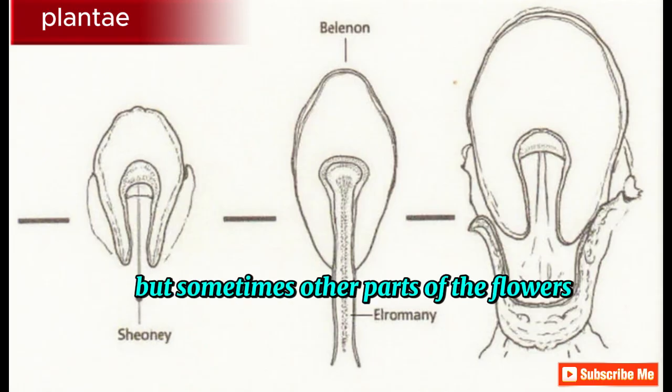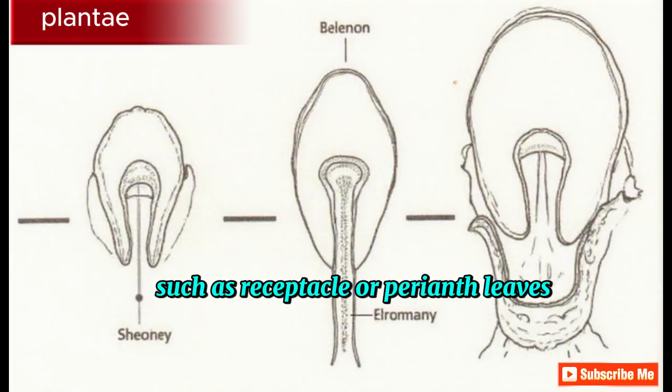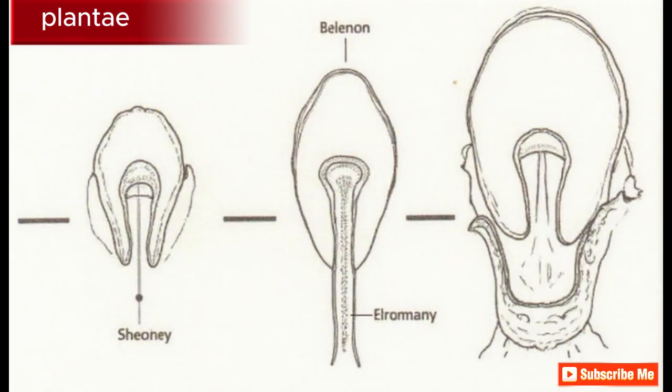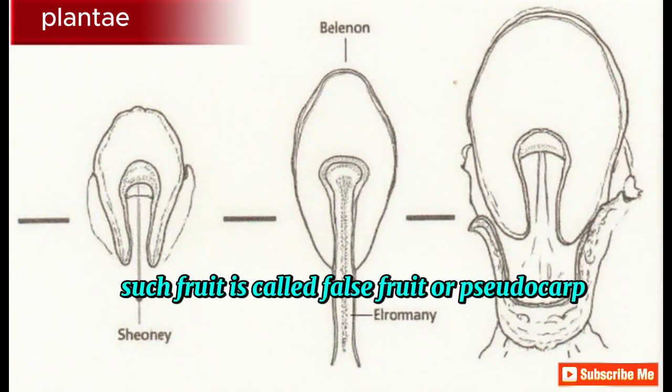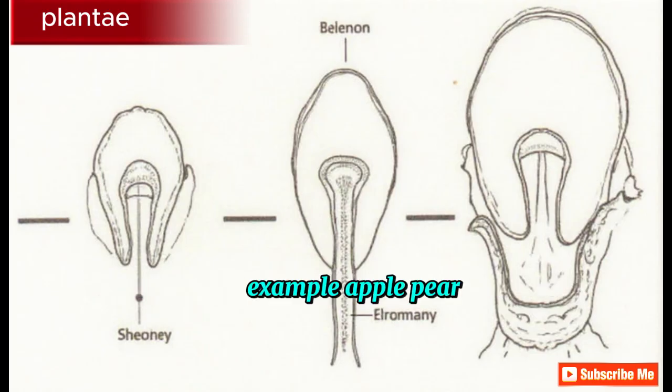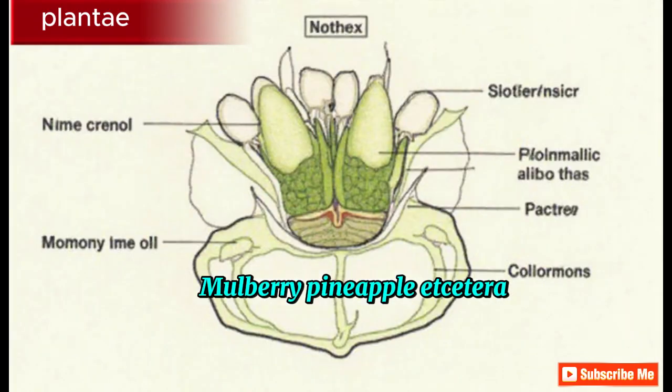But sometimes other parts of the flowers, such as the receptacle or perianth leaves, take part in the formation of fruit. Such fruit is called false fruit or pseudocarp. Examples: apple, pear, mulberry, pineapple, etc.